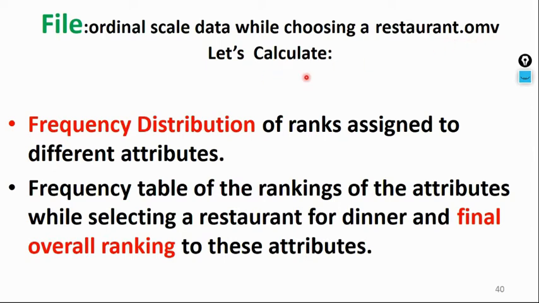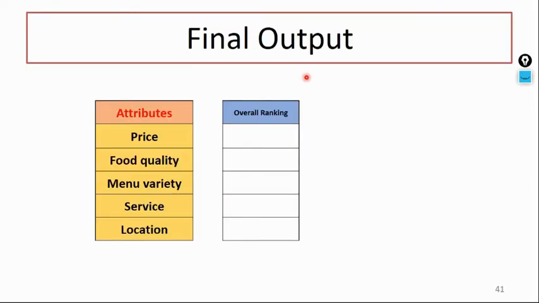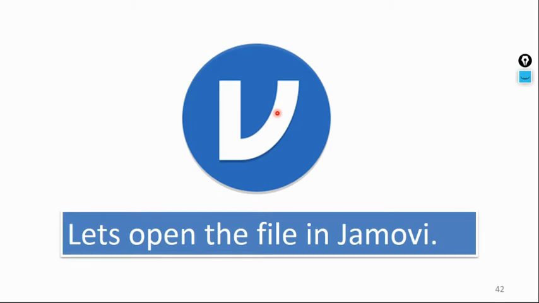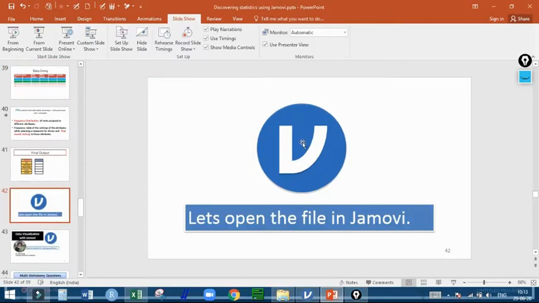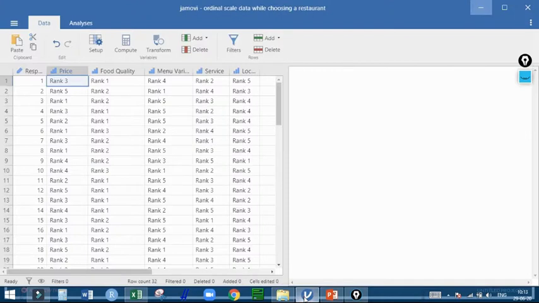Let's calculate. How to calculate? Our final output will be like this. I have already told you we have to calculate the overall ranking. Price, tell me overall ranking 1, 2, 3, 4, 5. We need the overall ranking. How to calculate the final output as overall ranking? Let's open the file in Jamovi. Click on Jamovi. File has been opened.